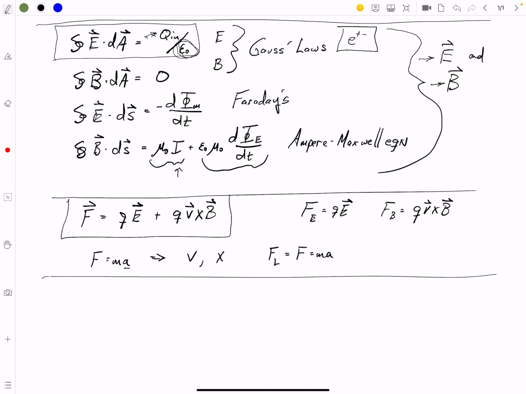But for the B field, there are none. Zip, zero, no monopoles. Okay, so that's our discussion about that. We don't even need to debate it. Don't even trip. No monopoles in a B field.